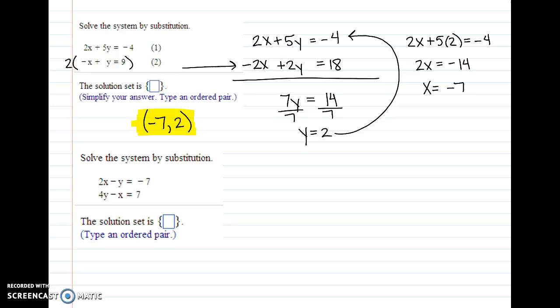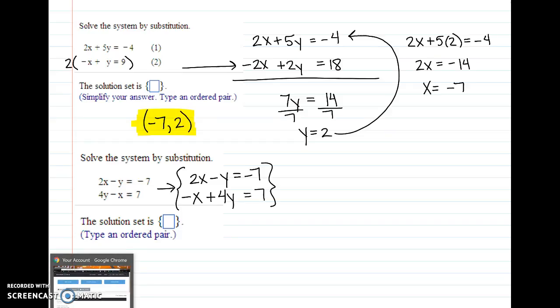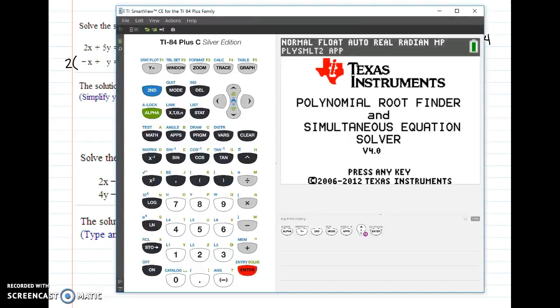So if you look at this, 2x minus y equals negative 7 is lovely. The second one, not so much. We have to rearrange this, right? 2x minus y equals negative 7 is lovely, but this one we want to make negative x plus 4y equals 7. So you want to make your 2 equations sort of line up like this. Then if you want to use PolySmelt, you certainly can.